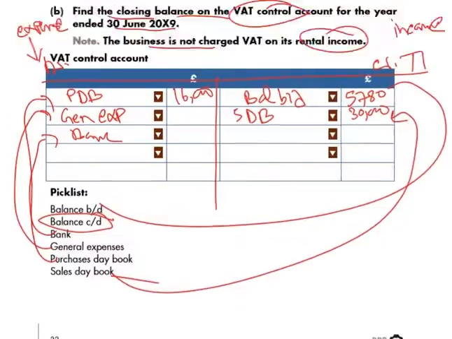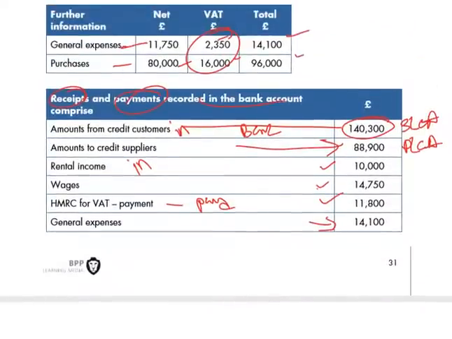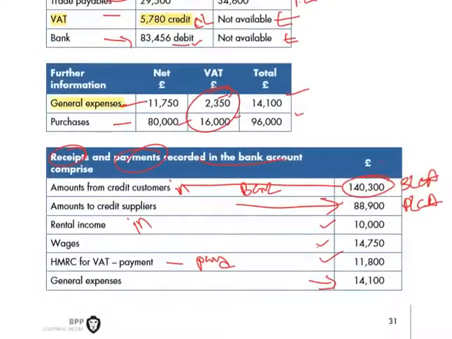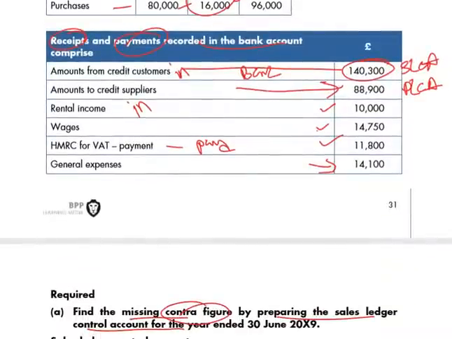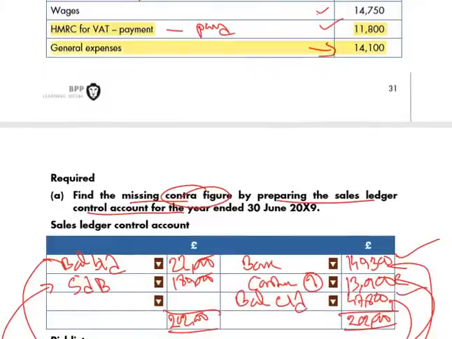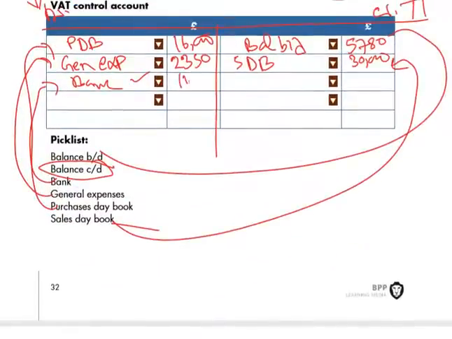Then we have a VAT on general expense. How much is that? General expense, I got it here. General expense is 2350. Let's take it at the bottom. 2350. And bank means how much you paid from the bank. Check it out. HMRC for VAT payment, which is paid 11,800. So this basically goes here. Your bank goes down 11,800, and your VAT liability should go down 11,800. All the items I have taken into account.